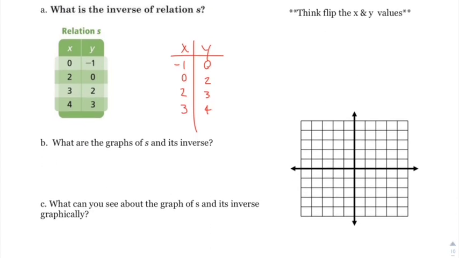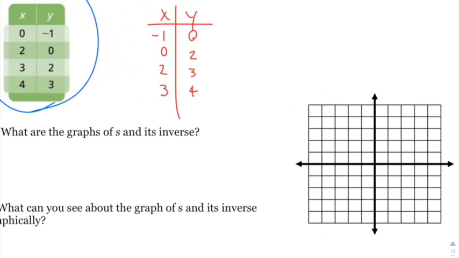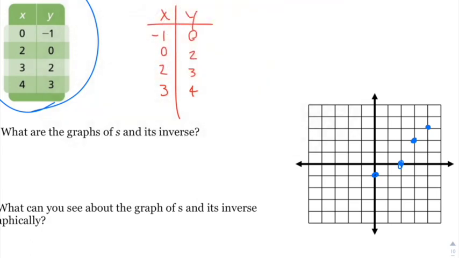So let's do this here. We'll color code them. We'll do the original relation S in blue. So 0, -1, 2, 0, 3, 2, and then 4, 3. So kind of like that. Don't worry about connecting them. It's not a straight line or anything.